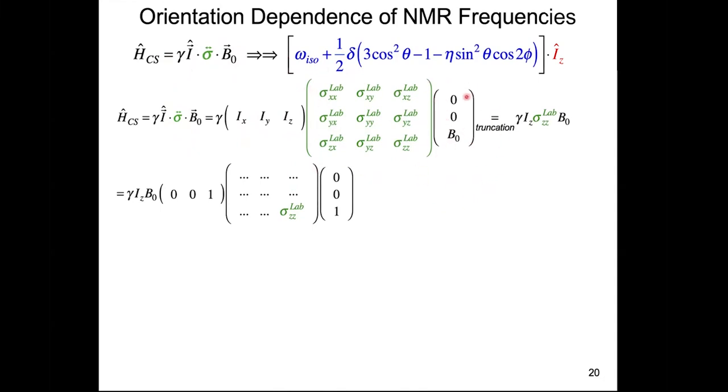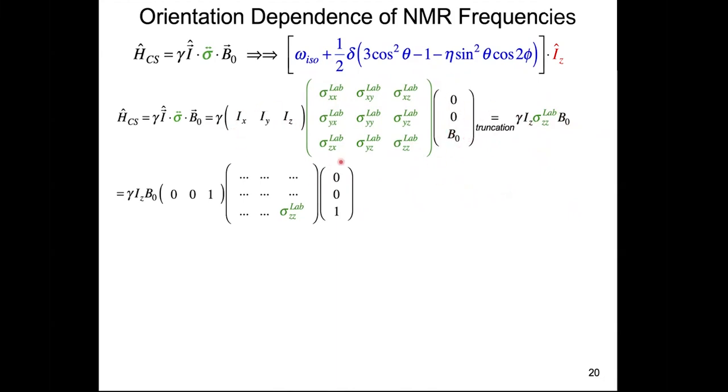Now, if we situate ourselves in a laboratory frame, which is defined by the magnetic field along the z-axis, the B0 vector will be 0, 0, B0. And all the 9 matrix elements of the chemical shift tensor, we would denote with a superscript of lab to represent that the values of these matrix elements are all expressed in the lab frame. And in this lab frame, if you work through this product among these 2 vectors and the tensor, you will find that the only non-zero term after truncation by the Zeeman interaction is this Iz times sigma ZZ lab times B0. And the reason only one term survives is because 2 of the 3 components of the magnetic field vector are already vanishing, 0.